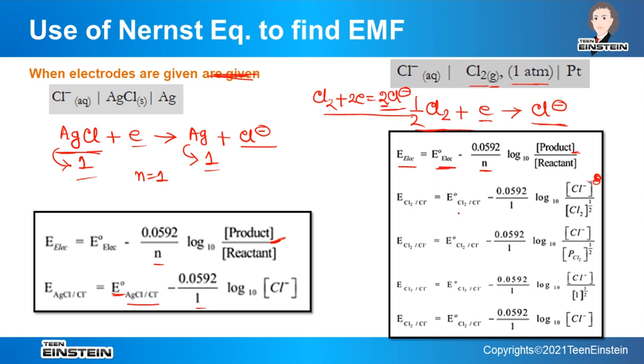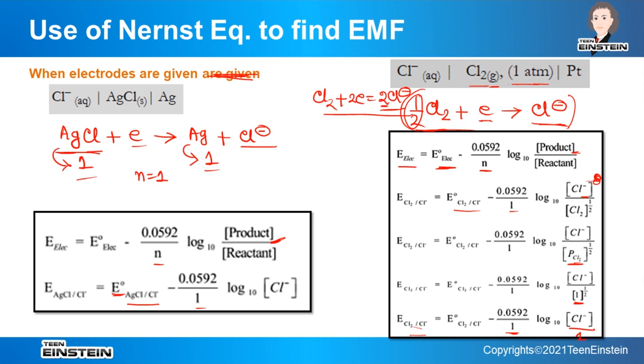So put the E naught cell, which is for the chlorine chloride system. N value is 1 because we have written the reaction in this form, half chlorine plus electron. And in the product side there is the concentration of Cl minus. In the reactant, this is the concentration of chlorine to the power half, because here the coefficient is half, but it will ultimately be the pressure of chlorine, which is mentioned 1, so it is 1 to the power half. Now 1 to the power half is simply 1, and ultimately the equation will be reduced to E chlorine chloride system equal to E naught chlorine chloride system minus 0.059 by 1 log chloride ion concentration.